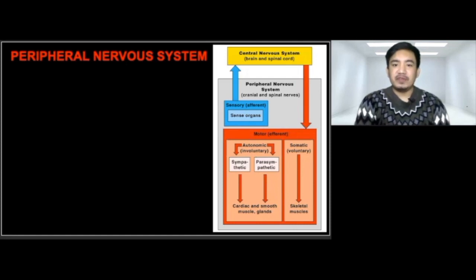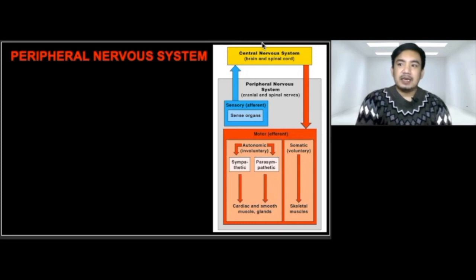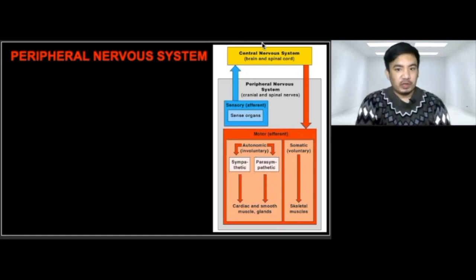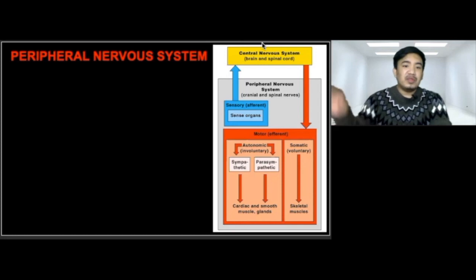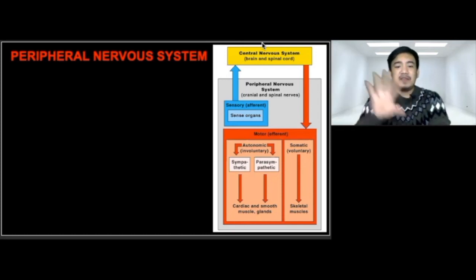So for the peripheral nervous system, okay, let us review first. It was mentioned a while ago that our nervous system is divided into 2 anatomical divisions. The first one is the central nervous system. The central nervous system consists of the brain and the spinal cord. Again, it consists of the brain and the spinal cord. So any other components, aside from the brain and the spinal cord, belong to the peripheral nervous system. All right? So the question now is, what is the function of the peripheral nervous system? Or what are the components of the peripheral nervous system?